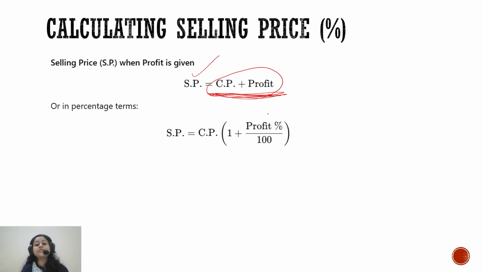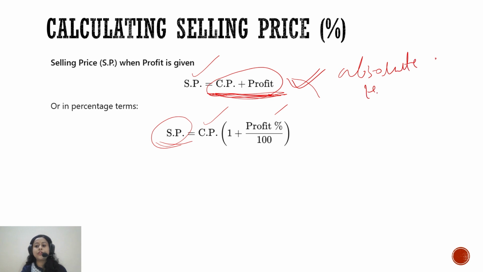Suppose profit percentage is given and cost price is given, and you want to find out the selling price. Okay, so the formula for this is cost price into 1 plus profit by 100. That will give you the selling price. Because if there is profit, selling price is always cost price plus the percentage of profit on the cost. These two together will give you the selling price.